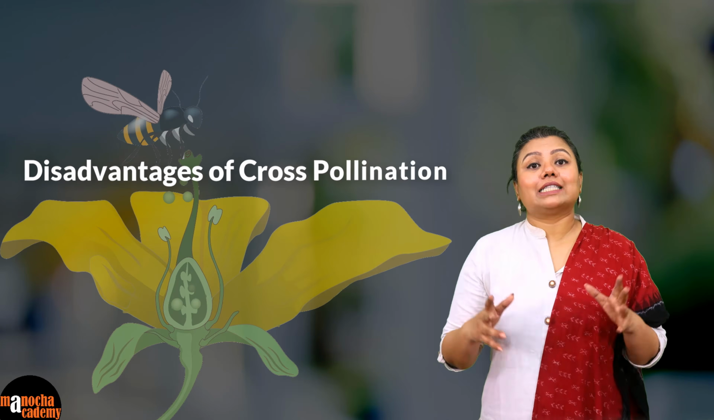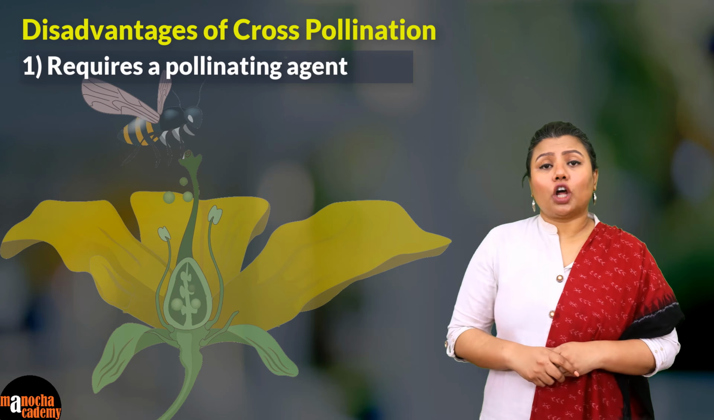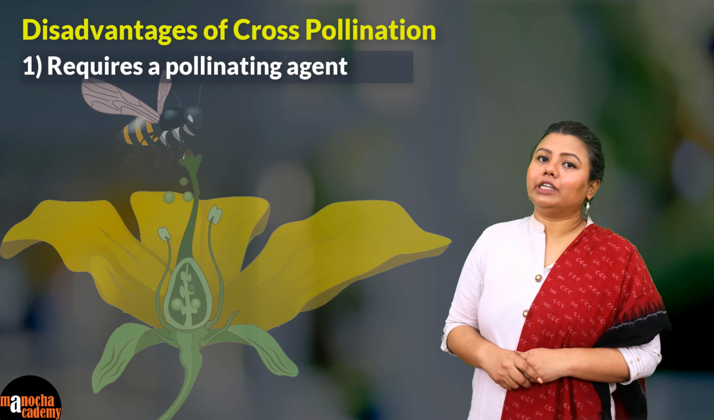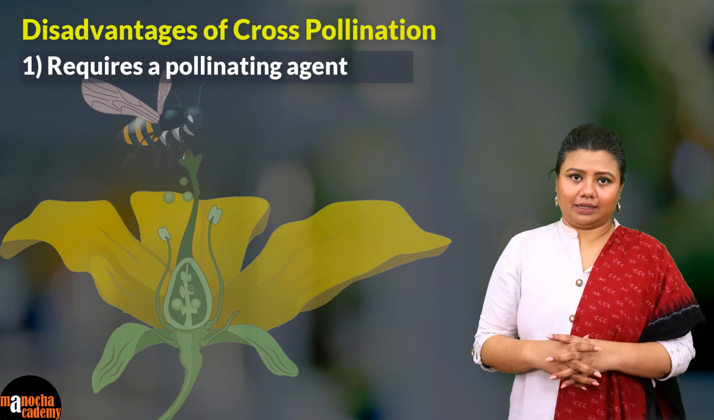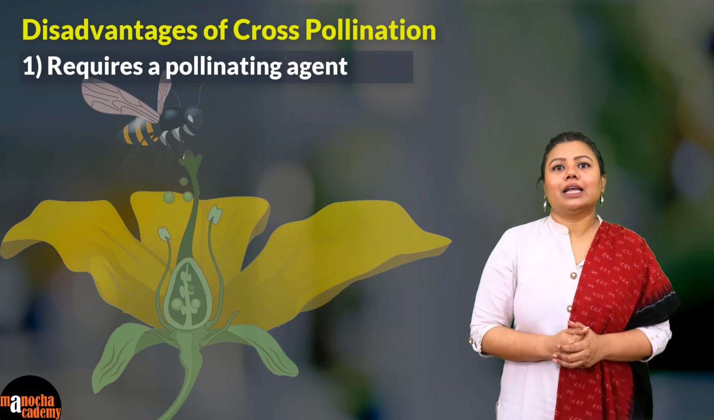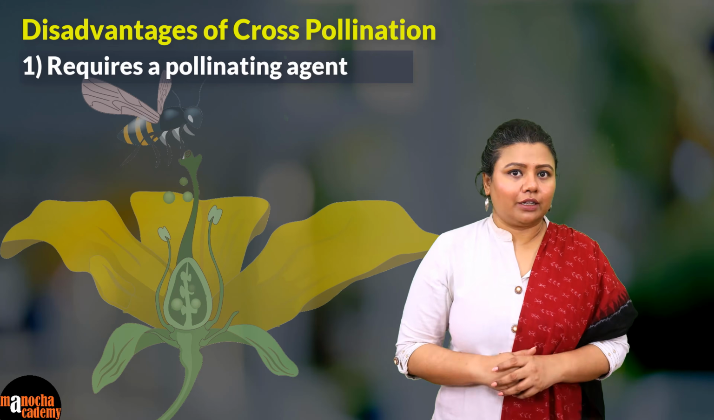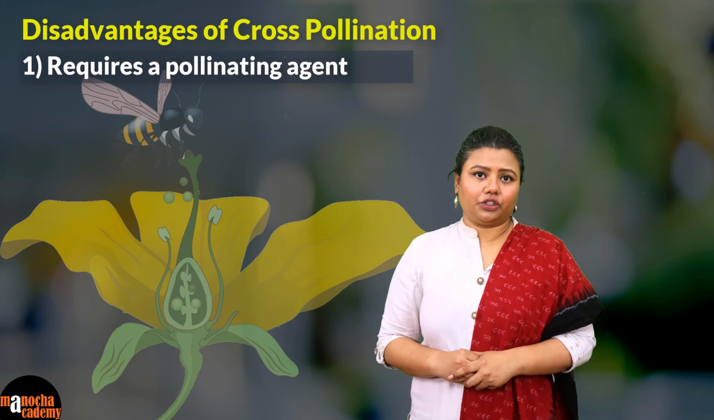Cross-pollination, on the other hand, has its own disadvantages. What are the disadvantages? One, cross-pollination requires a pollinating agent to carry the pollen grain from one flower to the next. And finding such pollinating agents is an uncertainty. So cross-pollination therefore becomes way more uncertain than self-pollination.